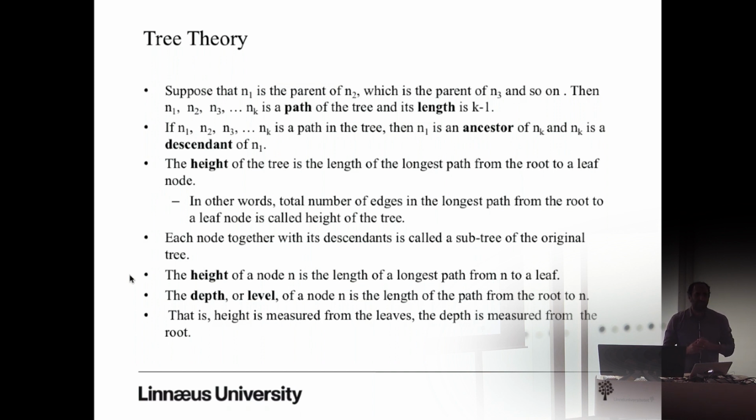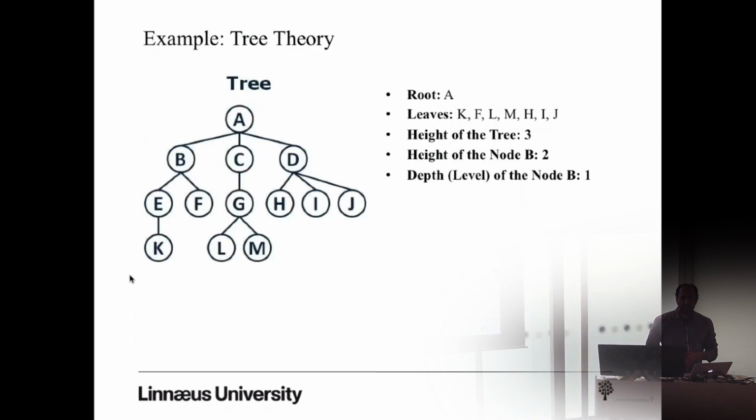So we have a length of the path, and we also have the length and height of the overall tree. The height of the overall tree is the longest path. Then we also have the height of a node and the depth of a node. The height of a node is the length of the longest path from the leaf nodes up to that node, and the depth is the other way around, starting from the root node. It will be easier to see with an example.